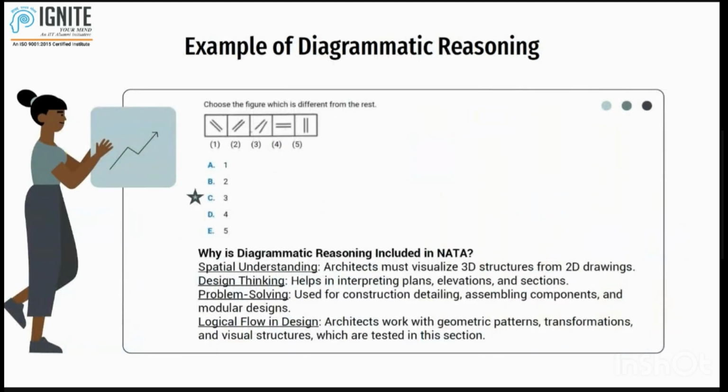Now let's move on to an example of each of these. First one, we have the diagrammatic reasoning. This section is included because spatial understanding is critical for architects, especially when visualizing 3D structures from 2D drawings or interpreting plans. Here we can see the question, which asks for a figure which is different from the rest, and we can quite obviously make out that it is option C.